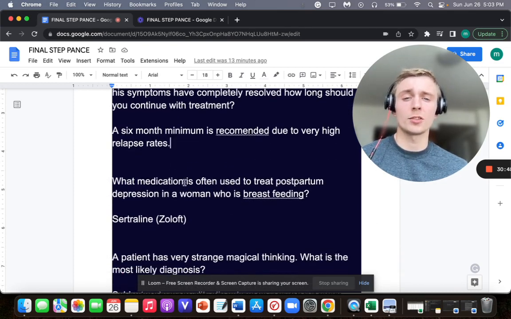What medication is often used to treat postpartum depression in a woman who is breastfeeding? So that's going to be sertraline, Zoloft. So sertraline, another SSRI, and you can give them to postpartum depression patients.